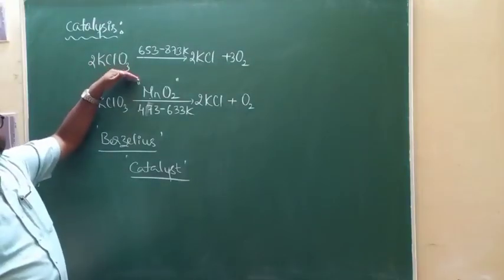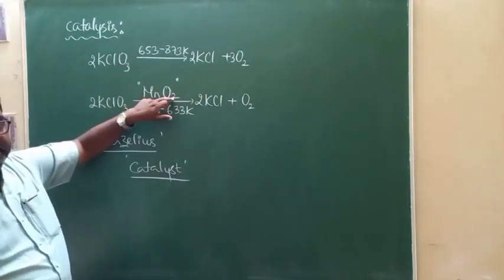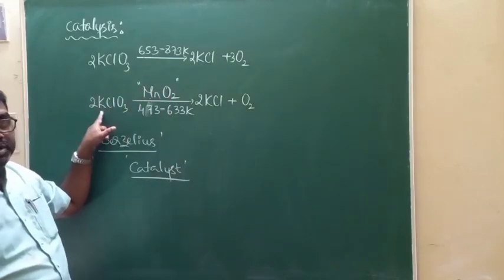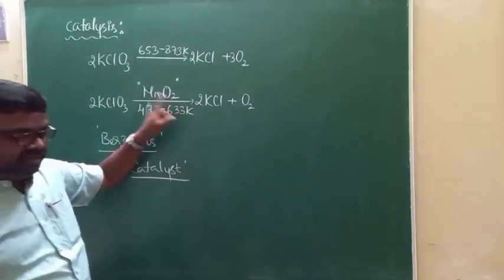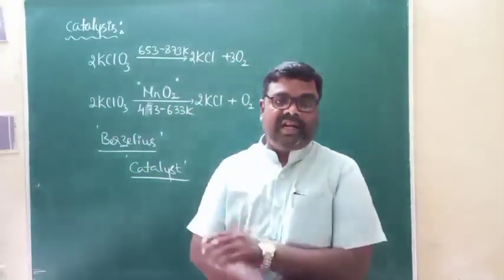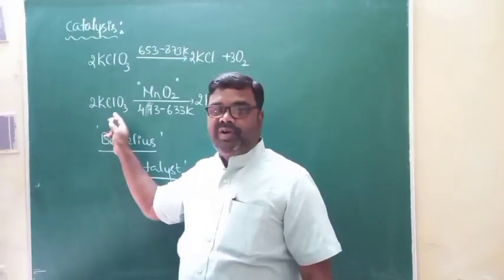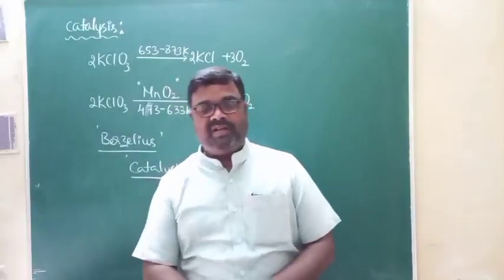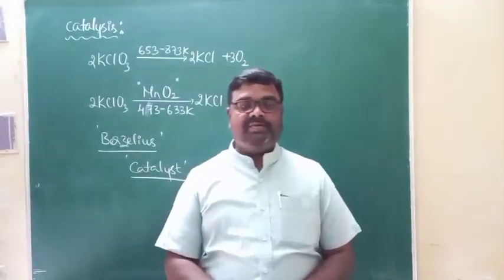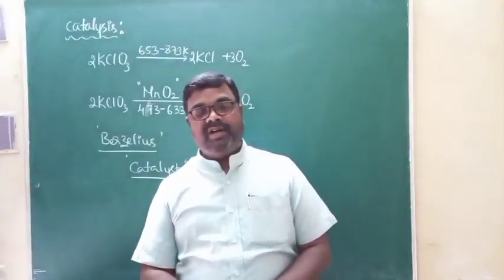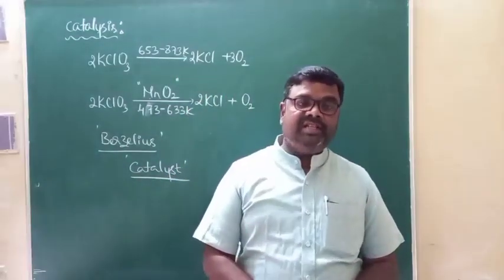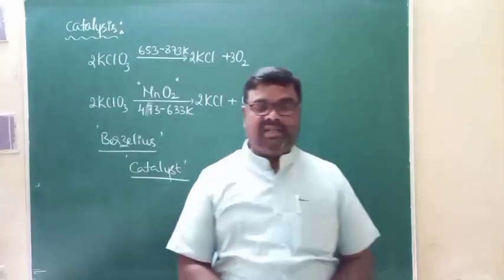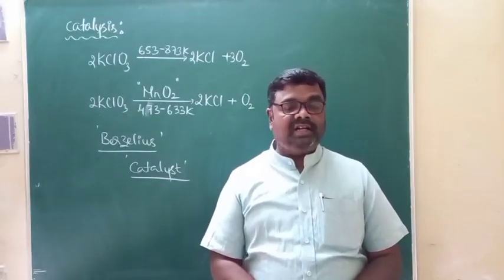So, in this particular reaction, manganese oxide acts as a catalyst because in presence of manganese oxide, the rate of decomposition of potassium chlorate increased. Because of that, manganese oxide can be taken as catalyst for the decomposition of potassium chlorate into potassium chloride and oxygen. Therefore, catalyst can be defined as the substance that accelerates the rate of chemical reactions without undergoing any change in its composition and mass at the end of the chemical reaction. And the phenomenon is called catalysis.